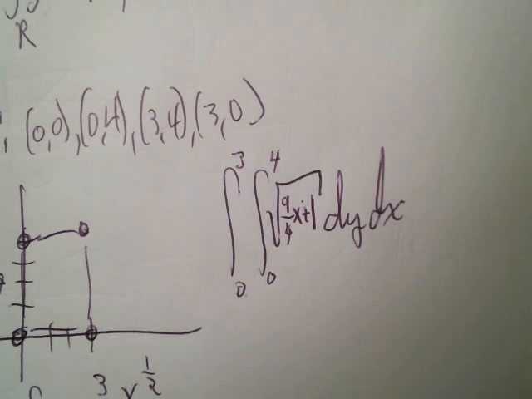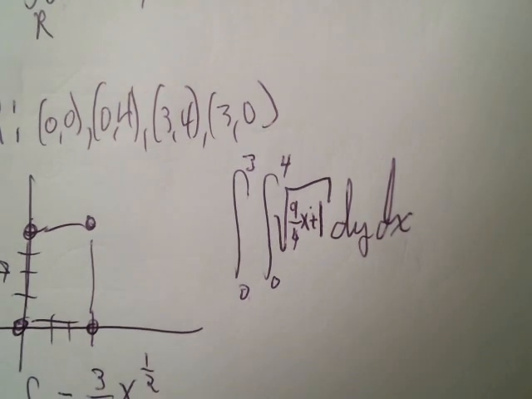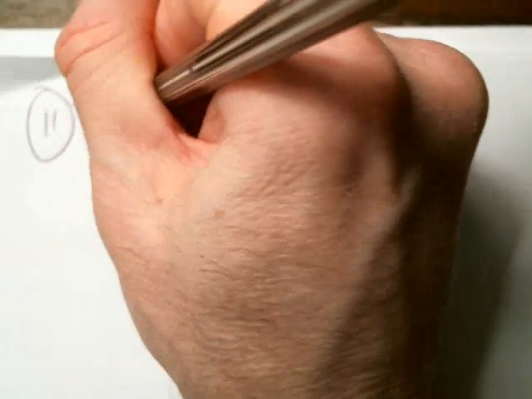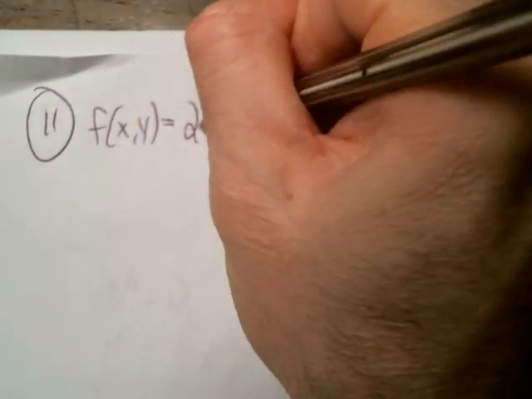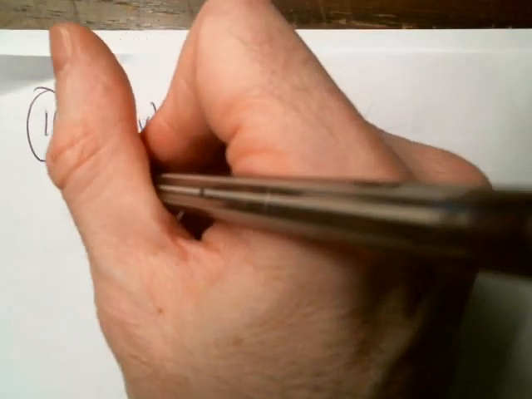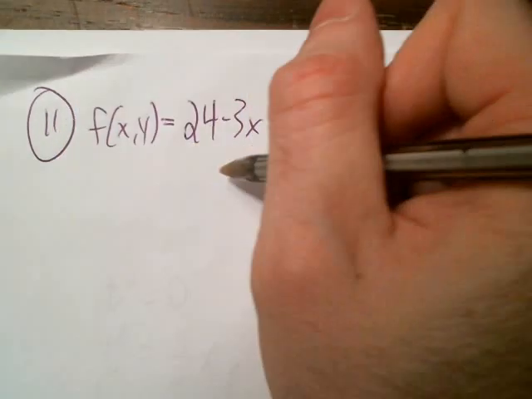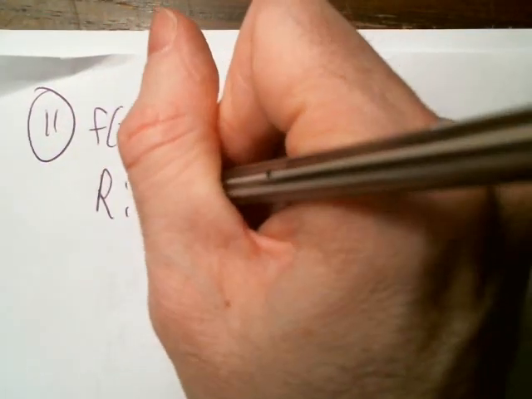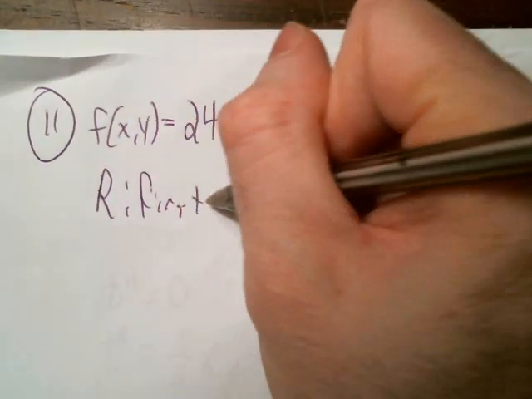Okay, let's look at another one. This time we actually have to evaluate the integral. So number 11. Find the area of the surface again. So f of xy is 24 minus 3x minus 2y. So it's just a plane, and we want to know the area of that plane over top of the first octant. So R is the first octant.